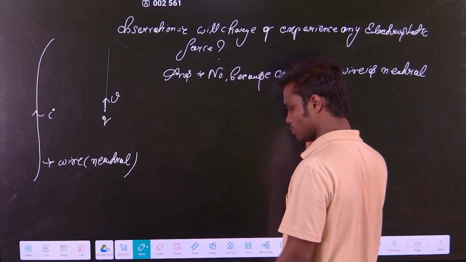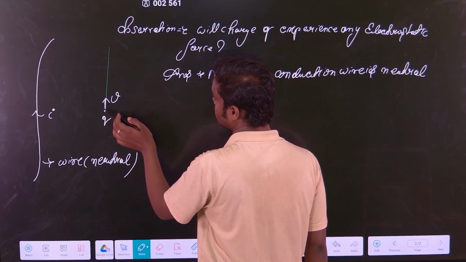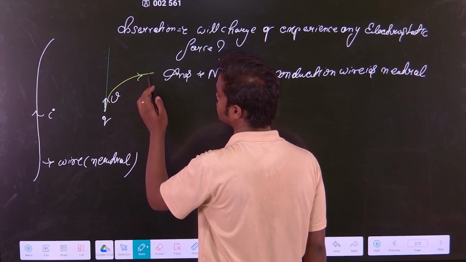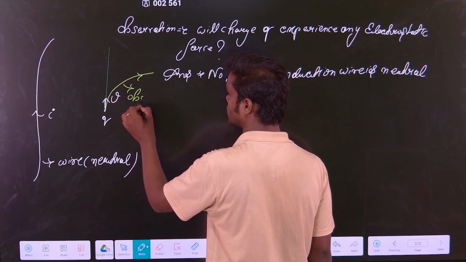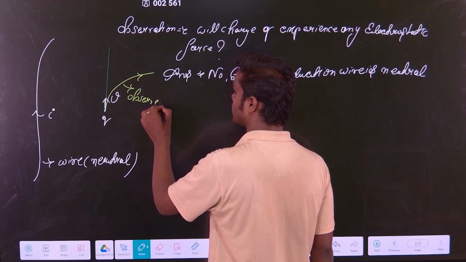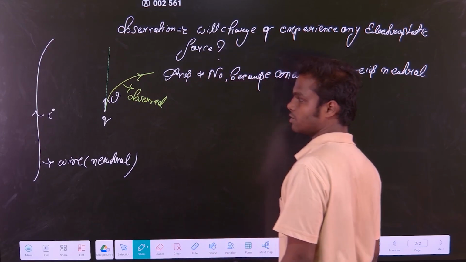But what has been observed? It is observed that the direction of the motion of the charged particle is like this. This has been observed. This is a second observation they have made.